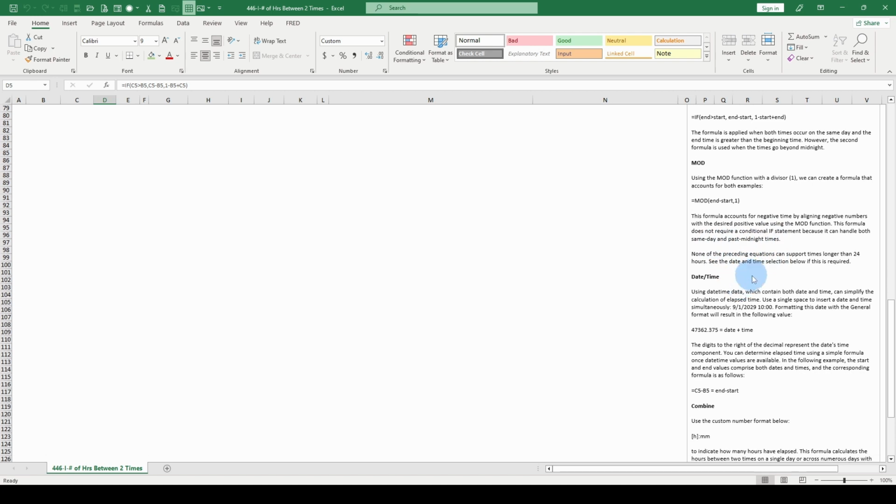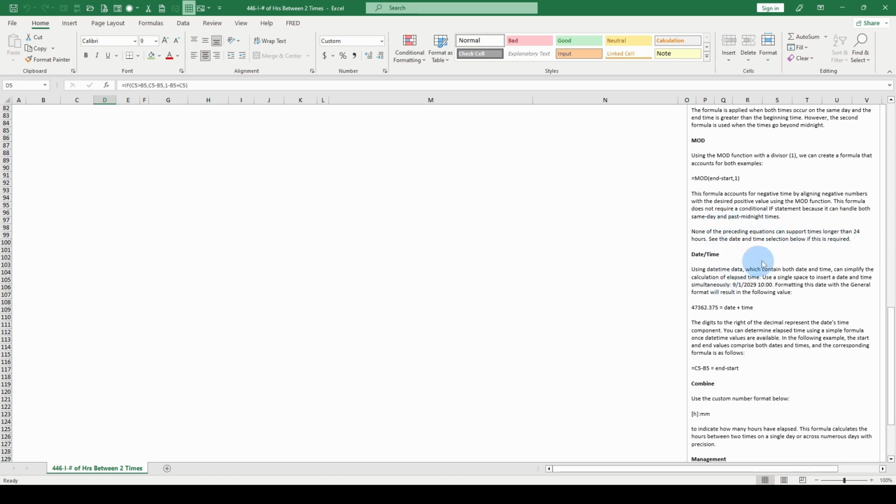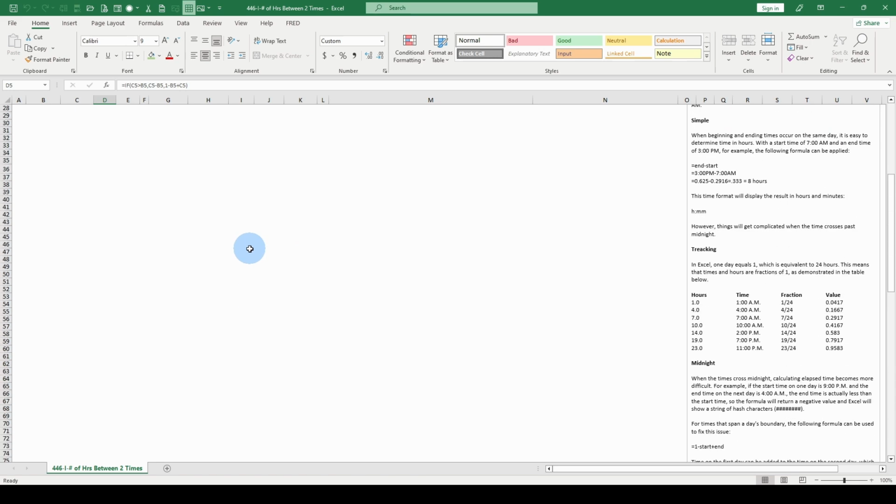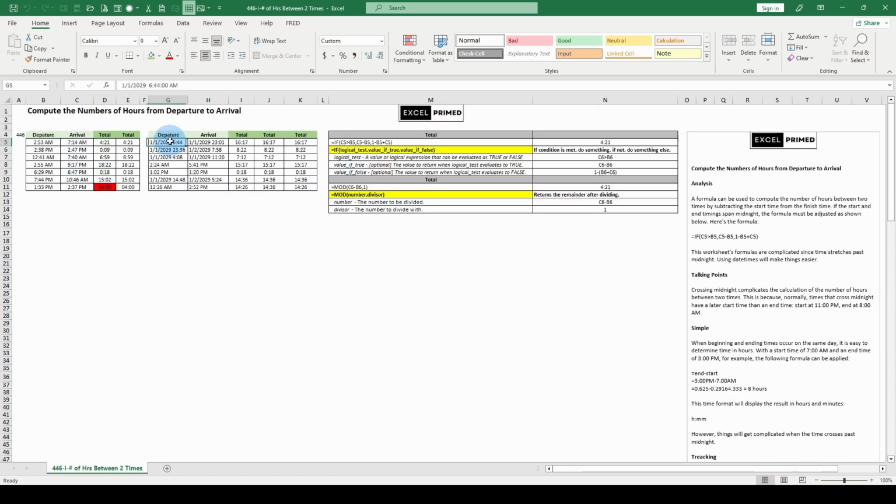None of the preceding equations can support times longer than 24 hours. See the date and time section below if this is required. Date and time: using datetime data, which contains both dates and time, can simplify the calculations. In this example, we do have this date time here. We kind of have to play around with this. Keep in mind, this is a serial number.